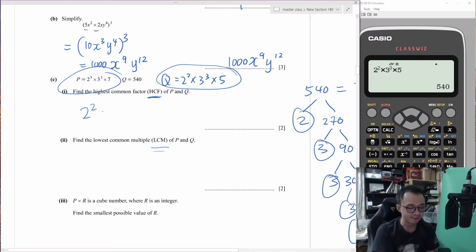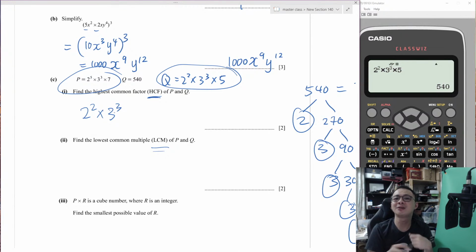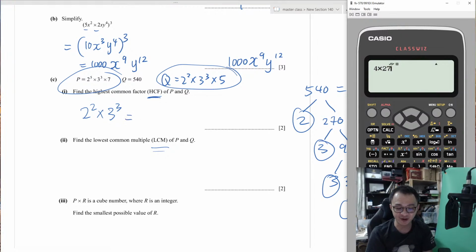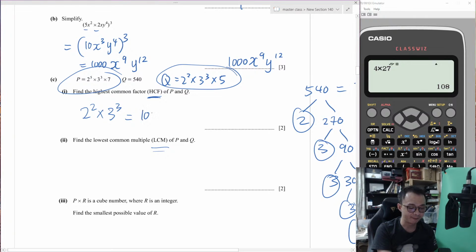And then for 3, P has 3 power of 3, and Q has 3 power of 3 as well. So both of them have 3 power of 3. For 7, P has 7, Q doesn't have 7. So both of them don't have 7. Same idea with 5: Q has 5, but P doesn't have 5. So they don't have the number in common. So the highest common factor is just 4 multiply 27, which is 108.